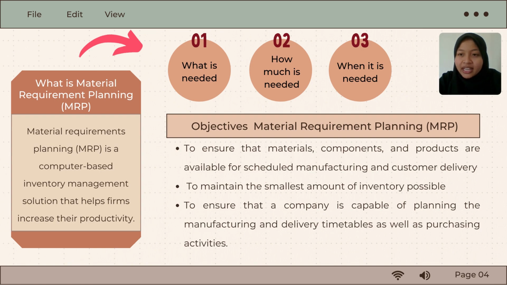Besides that, MRP also has its own objectives. There are three objectives of applying this system. The first is to ensure that materials, components, and products are available for scheduled manufacturing and customer delivery. The second is to maintain the smallest amount of inventory possible. The last is to ensure that a company is capable of planning its manufacturing, delivery, as well as purchasing activities.